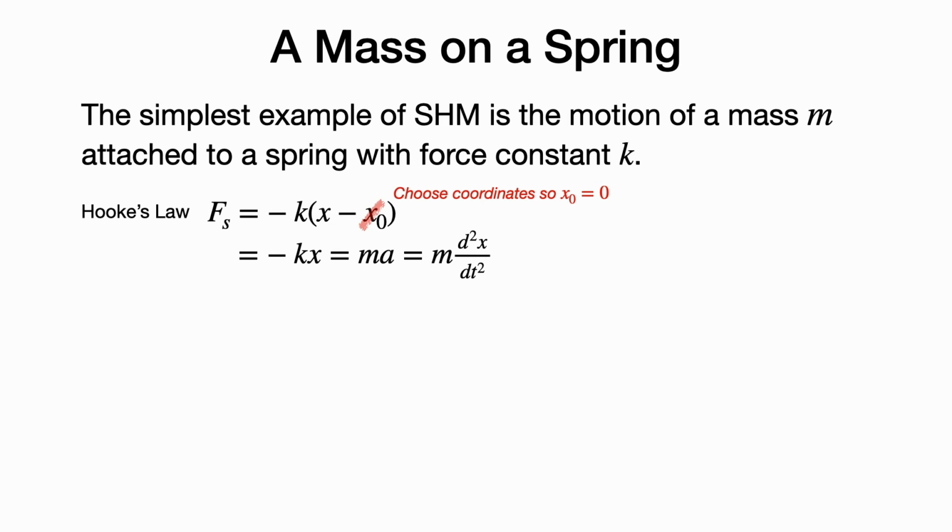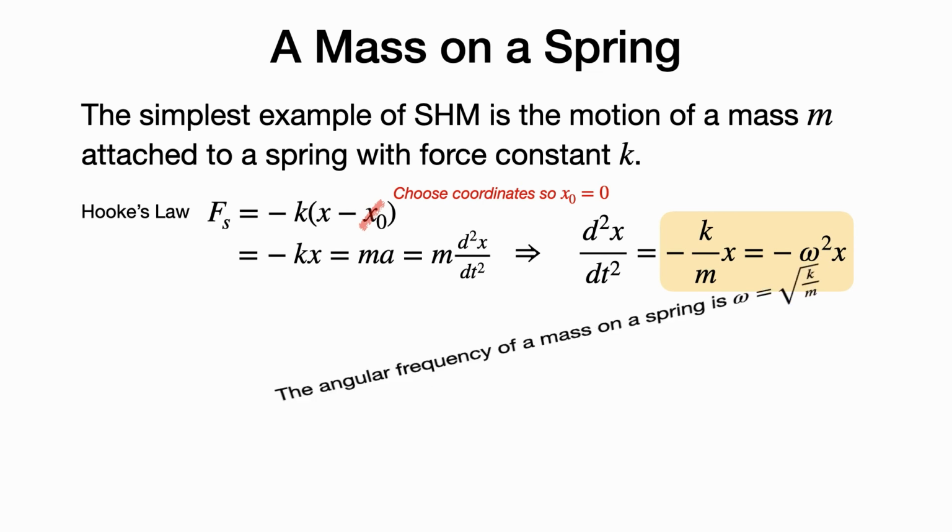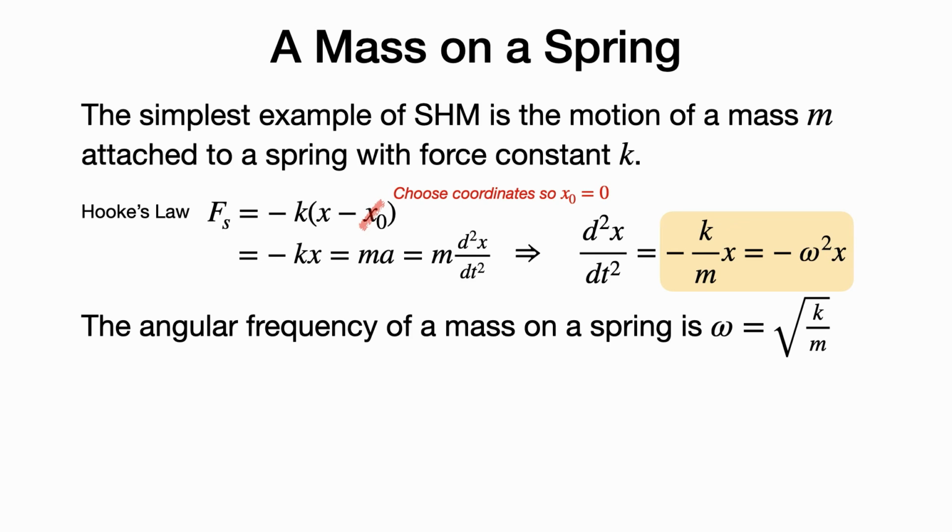And, of course, we can write the acceleration of the mass as the second time derivative of its position. This means that we can easily write the second time derivative of position as minus the force constant k divided by the mass m times the position x. And we know from the harmonic oscillator equation that this is also equal to minus omega squared x. And this gives us a way to immediately determine the angular frequency of a mass on a spring, and it's given by the square root of the force constant divided by the mass attached to the spring.